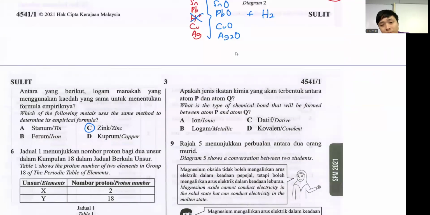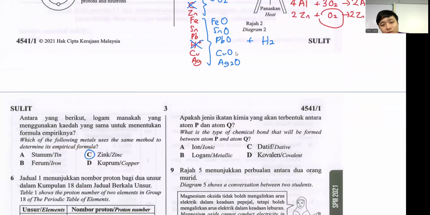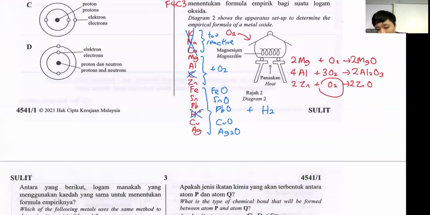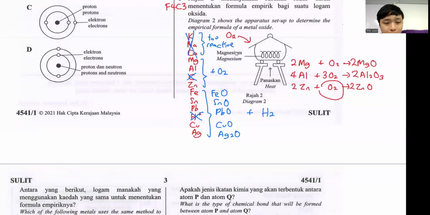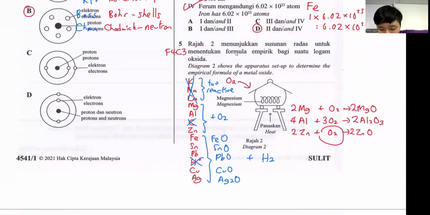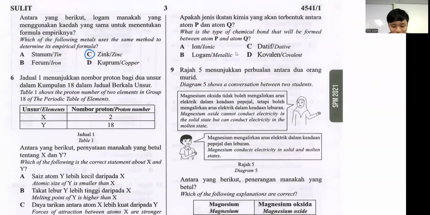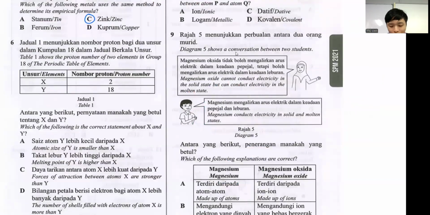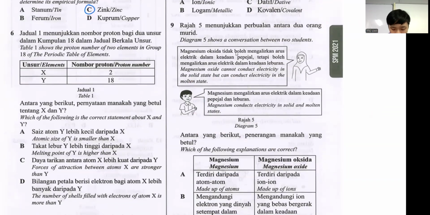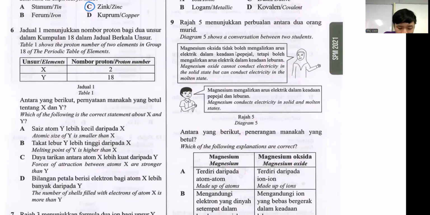Magnesium or aluminum or zinc can use the same method for the reaction with oxygen. Okay, question 6. Table 1 shows the proton number of two elements in group 18 of the periodic table of elements. Which of the following is a correct statement about X and Y? This is actually Form 4, Chapter 4.